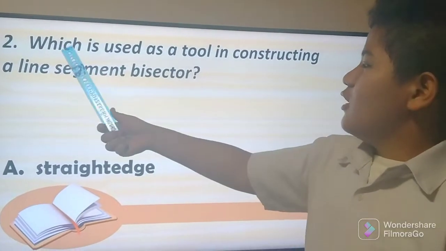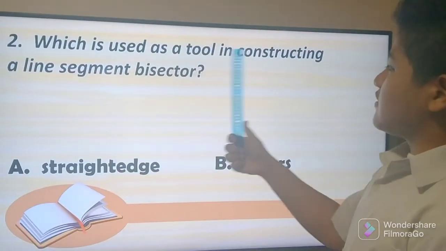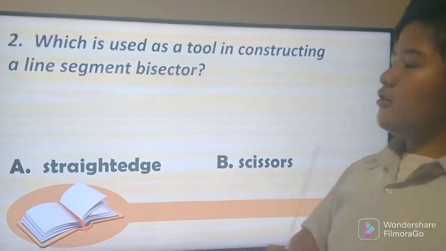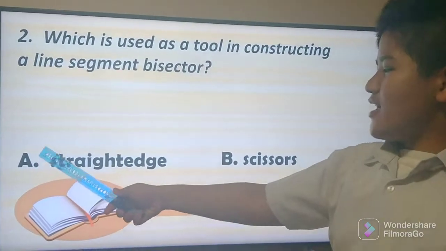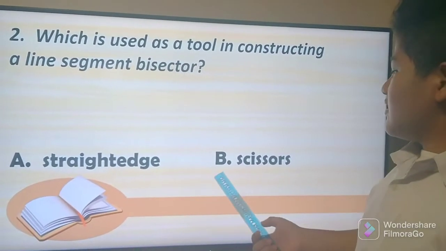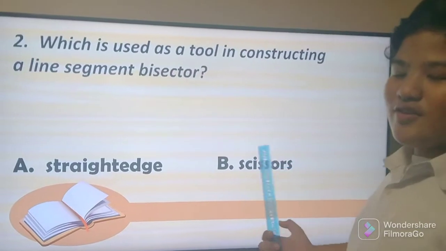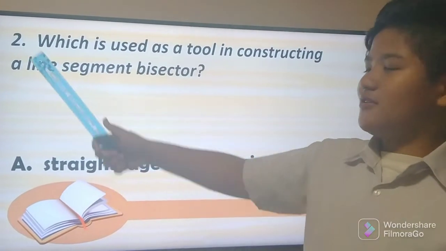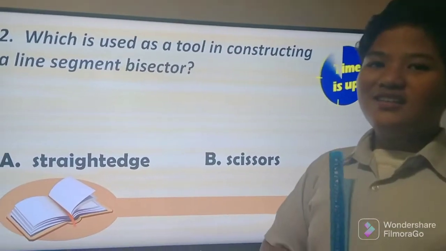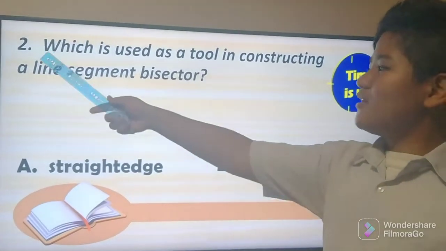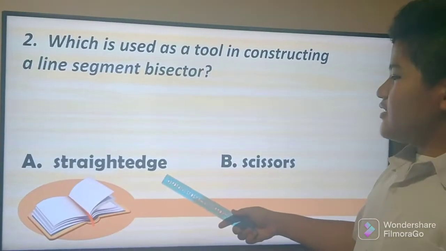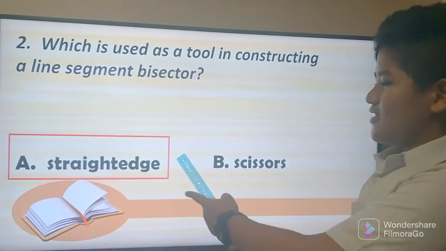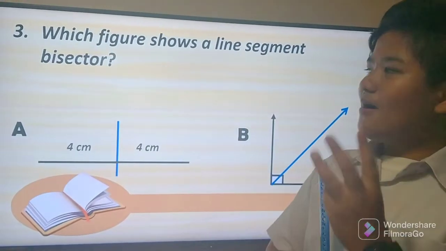Number 2. Which is used as a tool in constructing a line segment bisector? Is it letter A, straightedge, or is it letter B, scissors? What do you think is the answer here in number 2 question? Time's up! If your answer in number 2 is straightedge, yes, you're correct. The answer is straightedge.